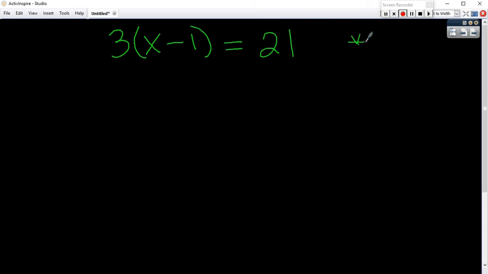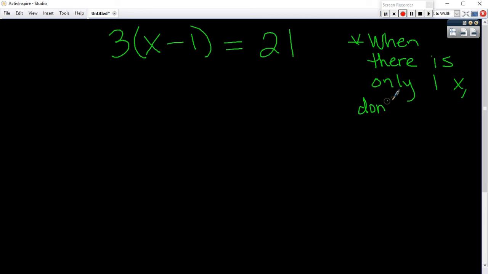So when you only see, and I'm going to make a note here so you have that, when there is only one x, and we're going to do some that have more than one x, okay? But when there is only one x, don't simplify.